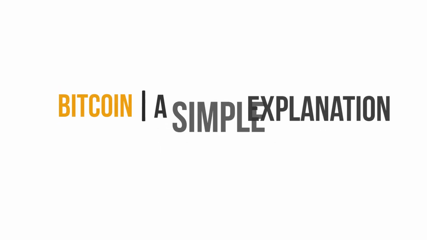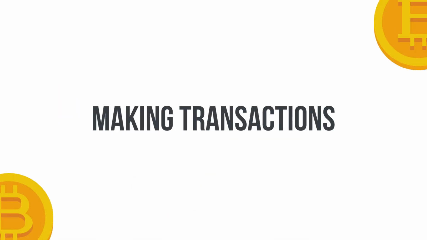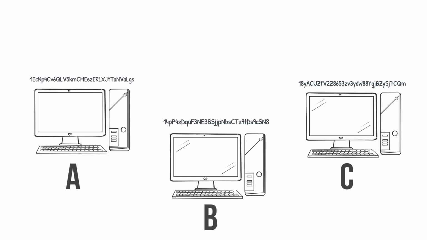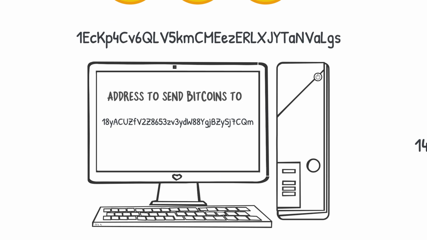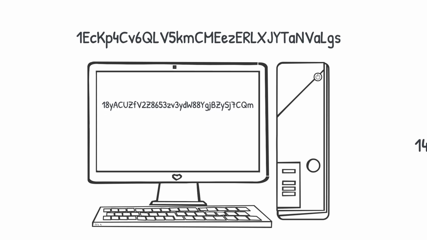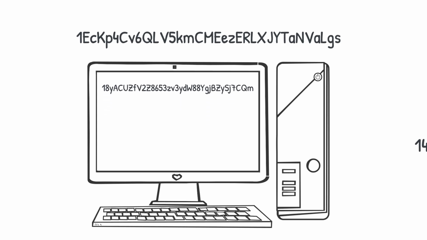Bitcoin, a simple explanation. Part 3. Making transactions. Let's say that participant A decides to spend their Bitcoins right now by sending it to another Bitcoin address. Participant C has given participant A an address for him or her to send the Bitcoins to, say address 18YACU, etc. So participant A will now create a transaction on their computer.